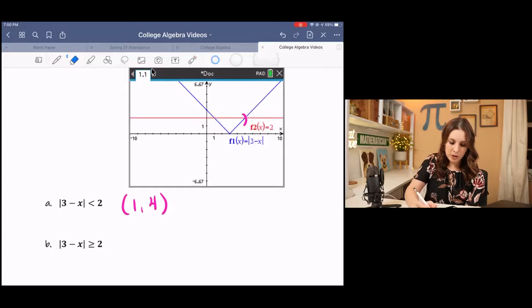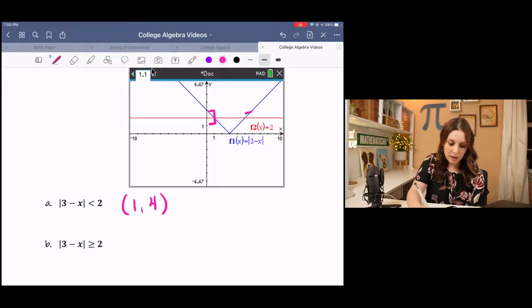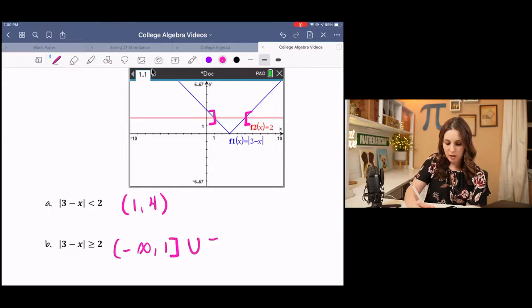And then for the next one, it's wanting to know where it's greater than or equal to 2. And so you're looking to see where the absolute value graph is higher than the line of 2, y equals 2. And that's here, these two little arms, which is represented by -infinity to 1, and then there's a break, 4 to infinity.